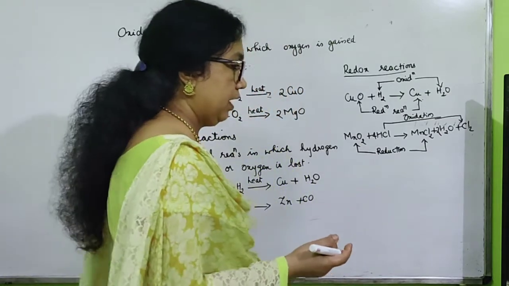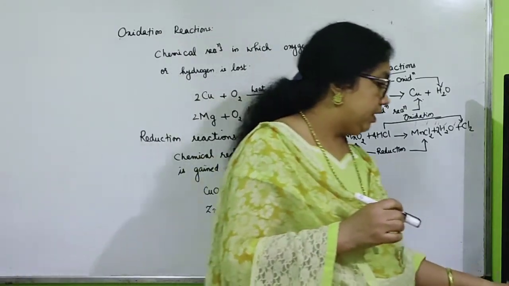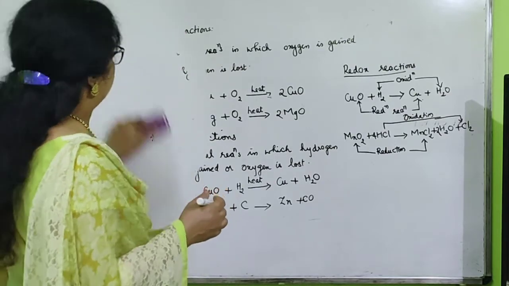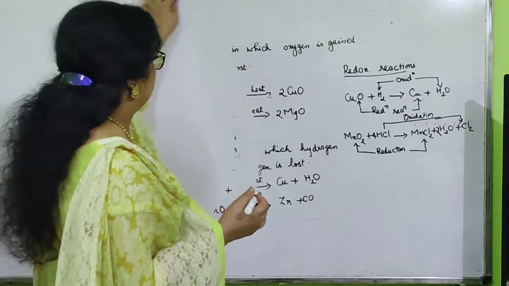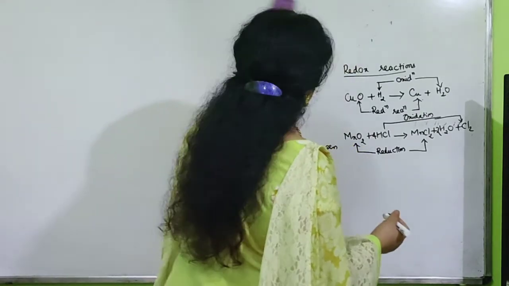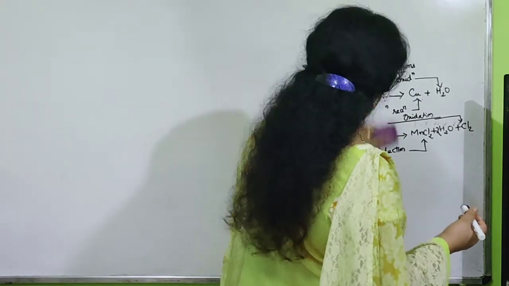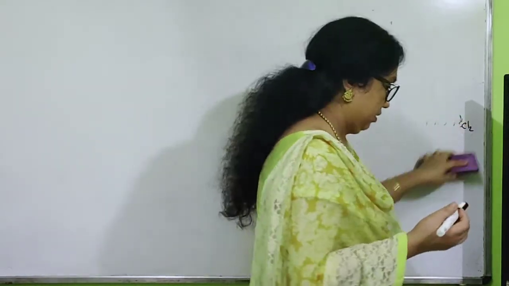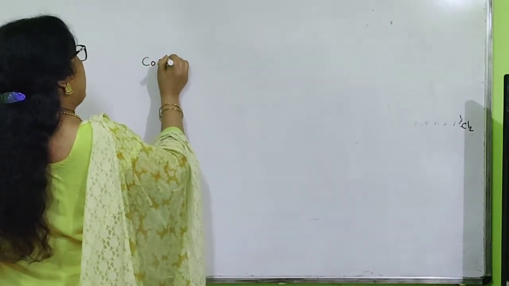Now we are going to learn what corrosion is. We have heard this word corrosion many times in our daily life. What is corrosion? An example we see in daily life is the rusting of iron. Corrosion.